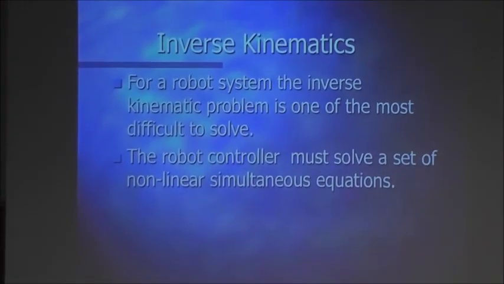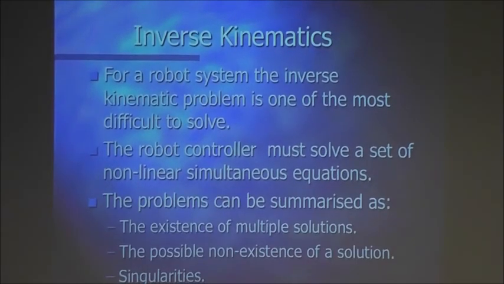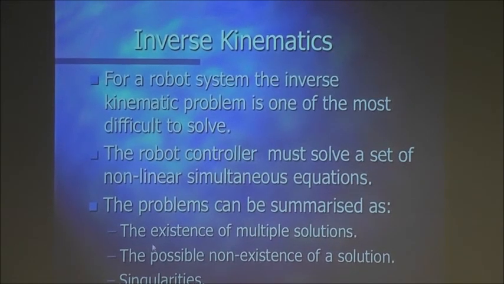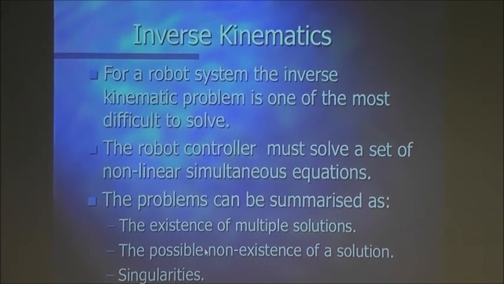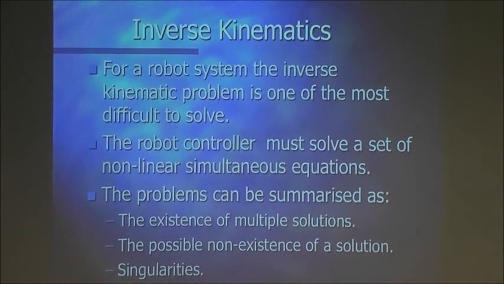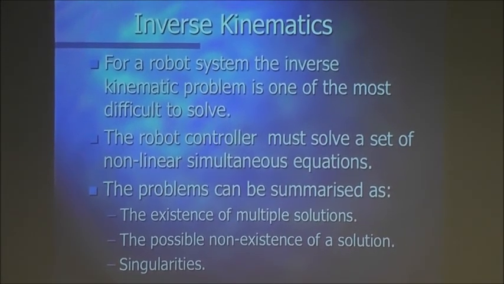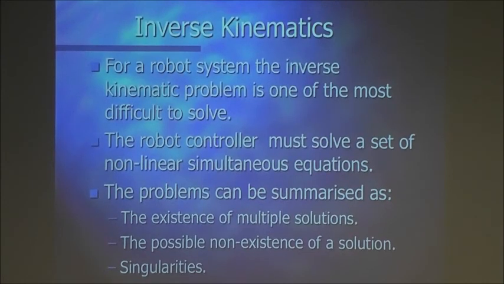The robot controller must solve that nonlinear set of equations which accompanies the inverse kinematic problem. The problem can be summarized as existence of multiple solutions, and the possible non-existence of a solution, which we call singularities. Because of that redundancy and singularity of an inverse kinematic problem, as you will see, you have 12 nonlinear algebraic equations full of sines and cosines and so forth. And you have only 6 unknowns. You have 12 equations and 6 unknowns.